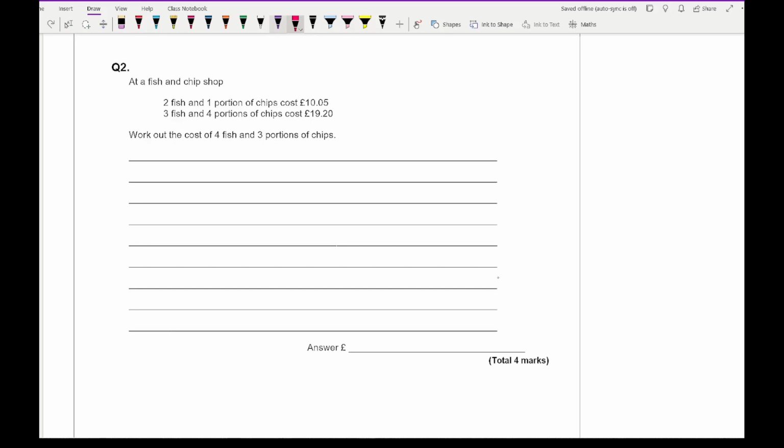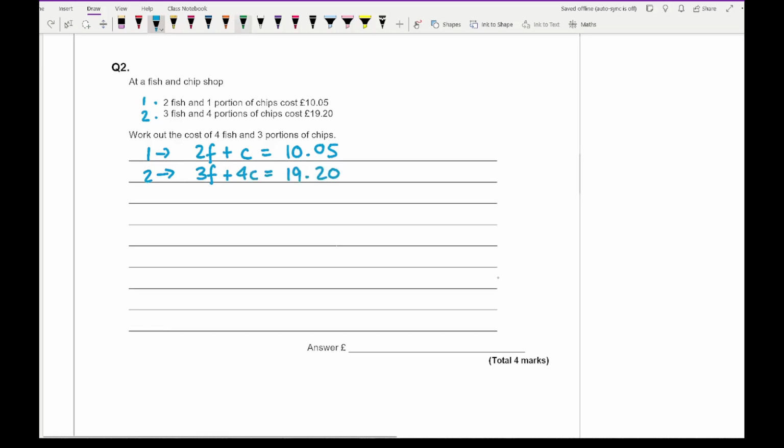So for this, those prices are ridiculously cheap at this current age, but let's have a look. What you want to do first is translate each of these statements using algebra. So looking at the first one, if I just label this, I've got number 1 as being 2f plus c equals 10.05, and for number 2 I've got 3f plus 4c equals £19.20.